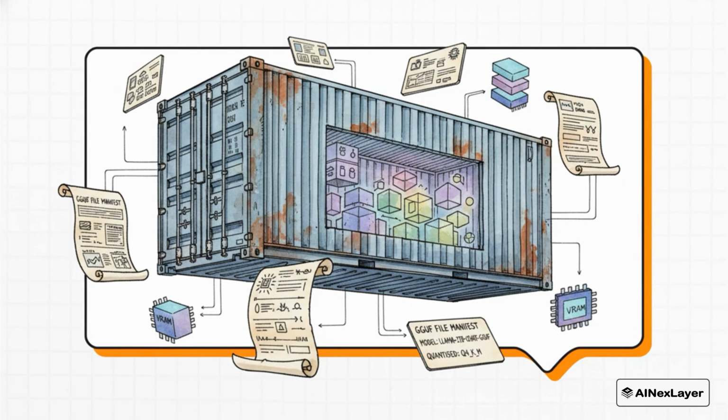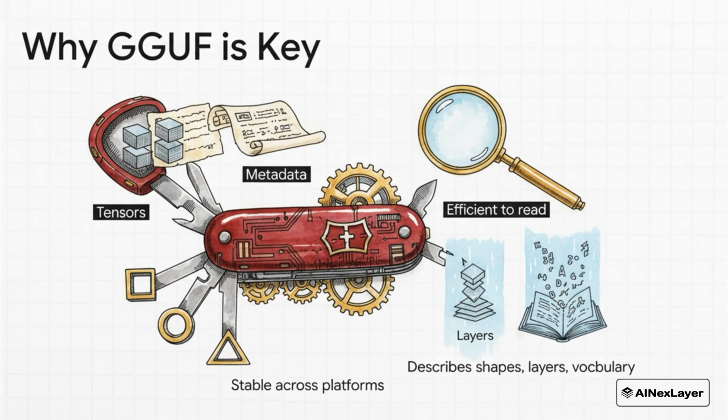Probably the best way to picture a GGUF file is to think of it like a shipping container. Inside, you've got all the important cargo, which is the model itself. But crucially, attached right to the outside of that container is a detailed manifest. And this manifest tells you everything you need to know about the contents without you ever having to crack it open. And that's exactly why GGUF is such a game changer.